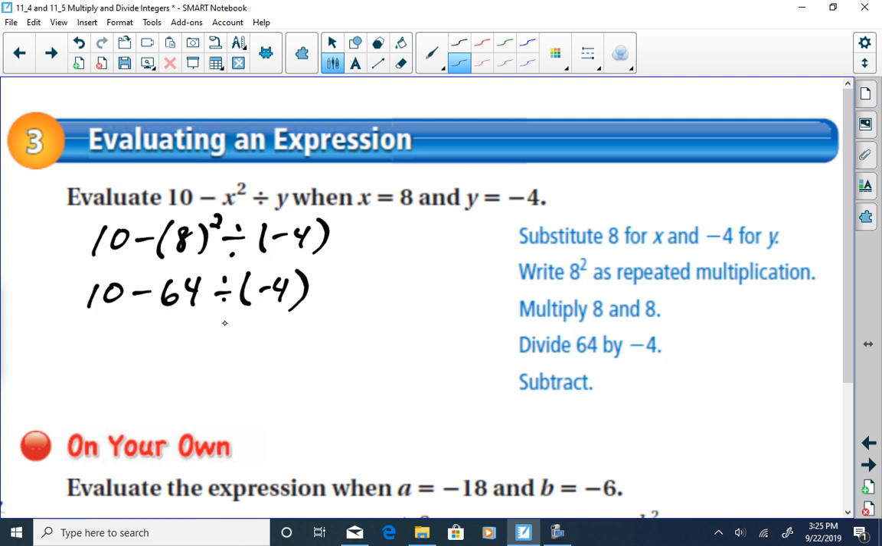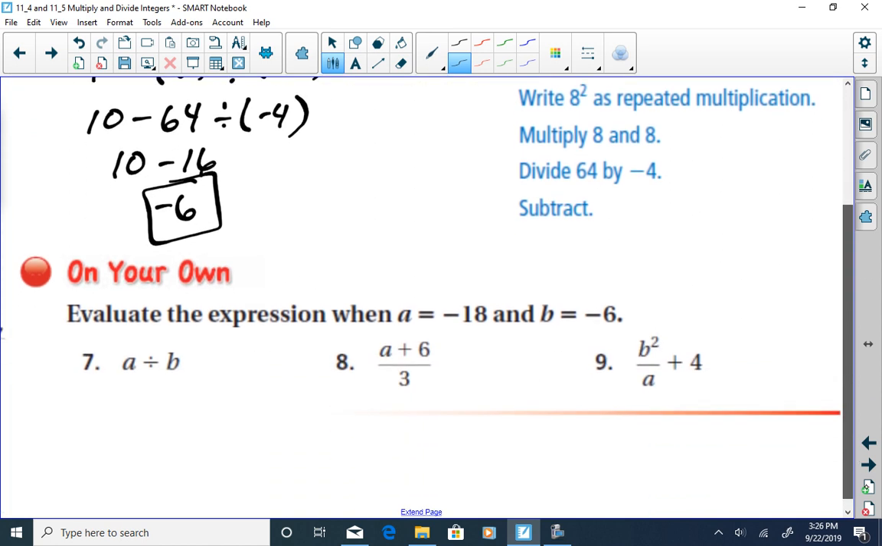Next, with our order of operations, we have to divide 64 and negative 4, right? And 64 divided by negative 4 is going to be what? That's negative, and that's 16. So that's going to be 10 minus 16, right? And 10 minus 16, we know that that's going to be negative 6.